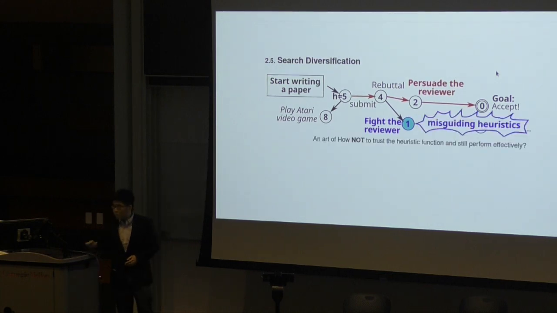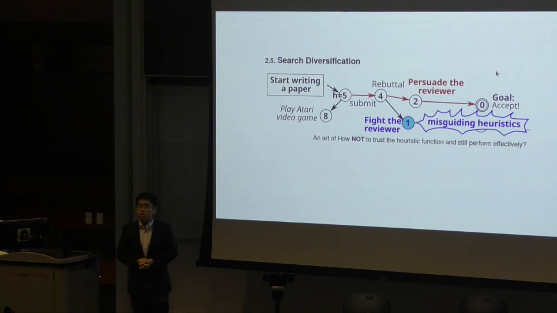So what's happening here is that in greedy best first search and in satisficing search, the heuristic value may be misguiding because it is usually an inadmissible heuristic. So search diversification is an art of how not to trust the heuristic value, and introduce some randomness in the search algorithm and choose the correct choice somehow.